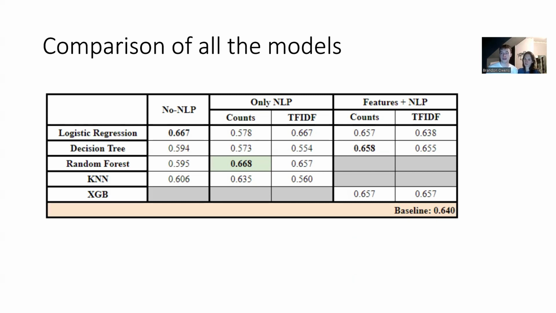And then we combined the features and the NLP, and we ran it a little differently because we wanted to try the XG gradient boost, and we shied away from random forest and k nearest neighbors. Here the best was the decision tree for the counts, which is surprising because it performed a little bit worse than only the NLP and the no NLP, but it was more precise. All the measures were around each other.